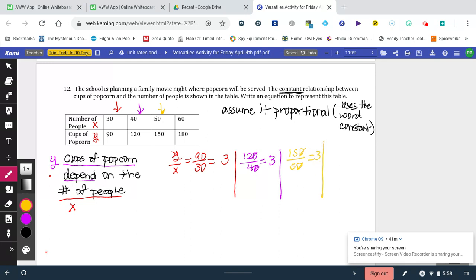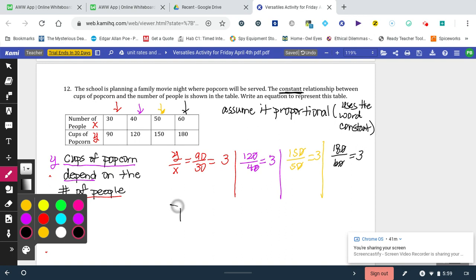And I just have to check one more. On this last one, I have 180 divided by 60. I'm going to cross those zeros out again. I have 18 divided by 6, which is again 3. So yes, it's proportional. The constant of proportionality is 3, and the equation is y equals 3x, and that was I. All right, that's it, guys.